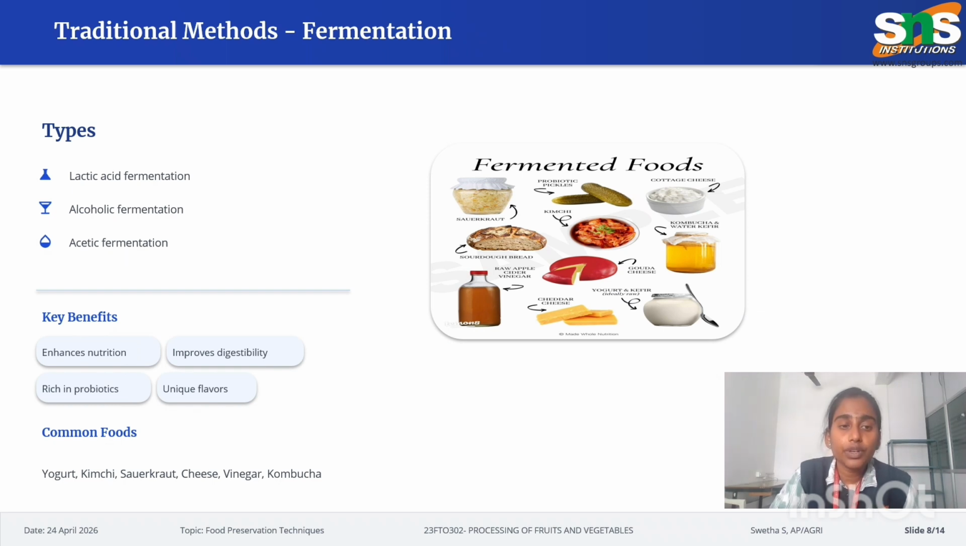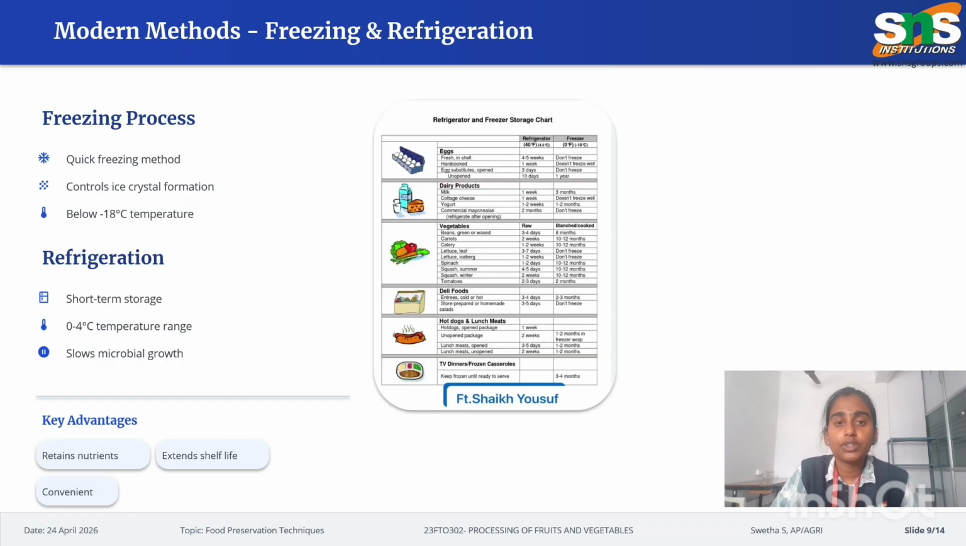Lactic acid fermentation, alcoholic fermentation, and acetic fermentation are there. It basically depends upon the food products we consume and what we add. Common foods like yogurt, kimchi, cheese, vinegar, and kombucha are great examples of these traditional methods. Among modern methods, freezing and refrigeration are currently used in every preservation process. Quick freezing methods control the ice crystal formation according to the particular temperature for each product.